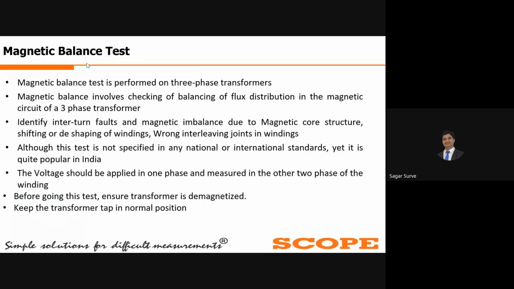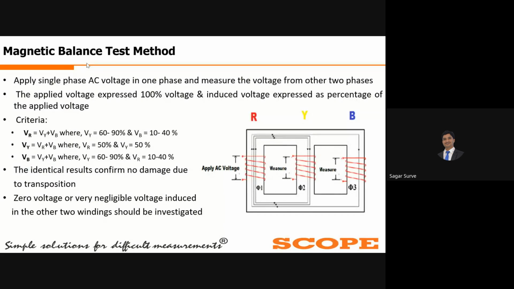The voltage should be applied in one phase and measured on the other two phases. So before starting this test, ensure that the transformer is disconnected, de-energized and demagnetized. As we discussed some slides back, if the transformer is magnetized, it can affect AC tests like the magnetic balance test. So you should first demagnetize the transformer and only then conduct the magnetic balance test. And we can conduct this test by keeping the transformer in the normal tap position.